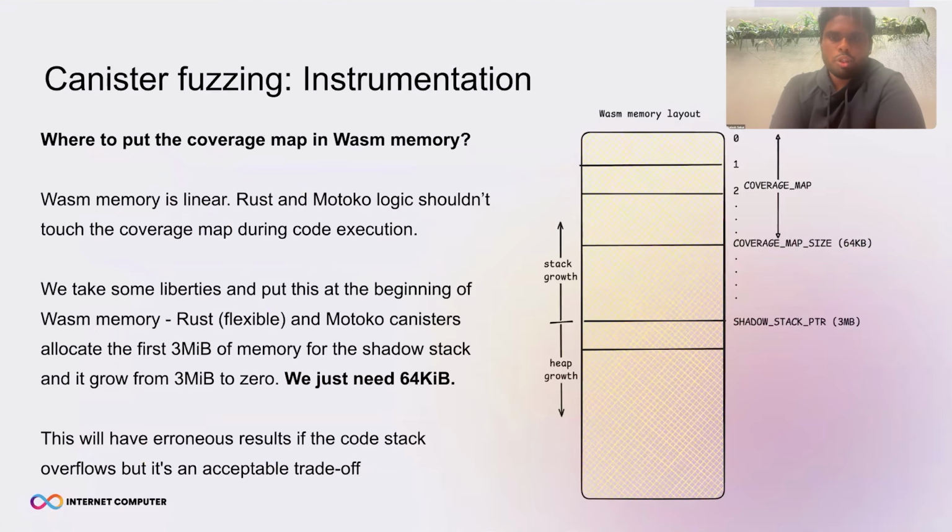Rust and Motoko allocate the first 3 megabytes of the memory for the shadow stack, and this grows from 3 megabytes to 0. So we just need 64 kilobytes of it. So it's kind of safe, but you still have some erroneous results if the code stack overflows. But I guess it's an acceptable trade-off, unless you want to add a new memory, for example. And next slide, please.